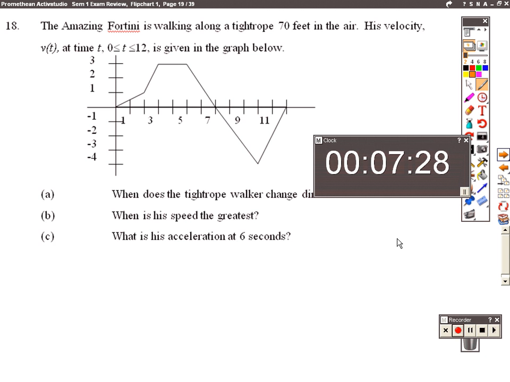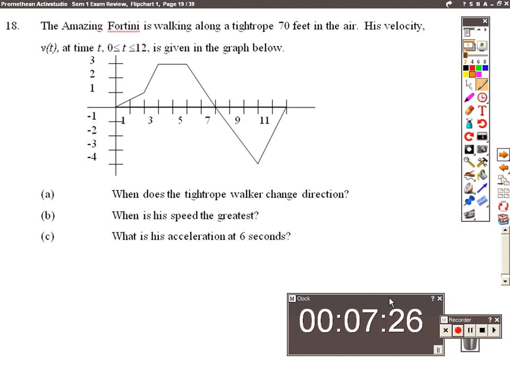Next problem. The amazing Fortini is walking on a tightrope. His velocity is shown. So what we have here, we want to keep in mind that this is a velocity graph, so I label it that way.